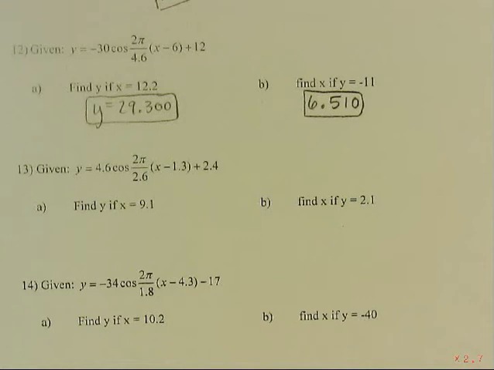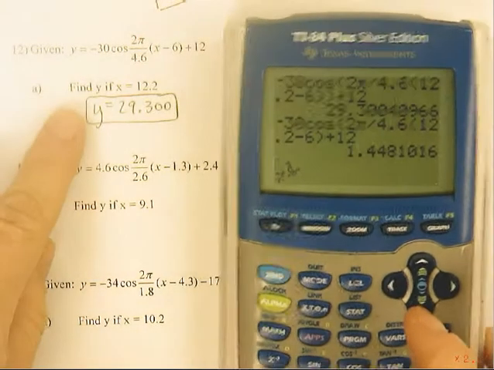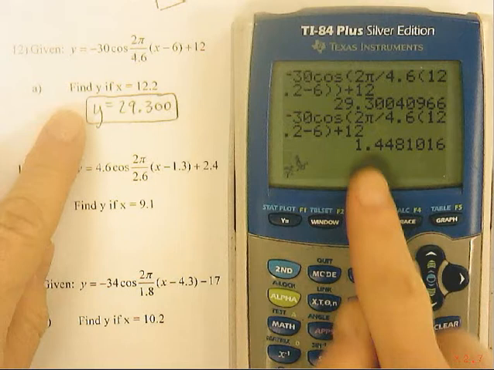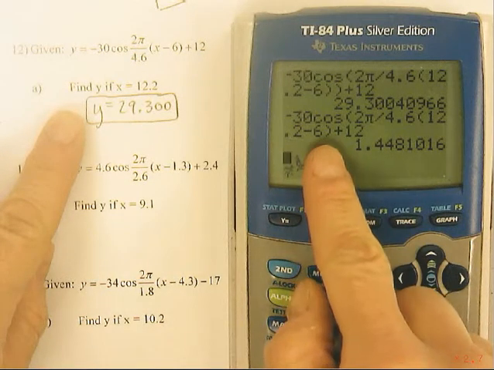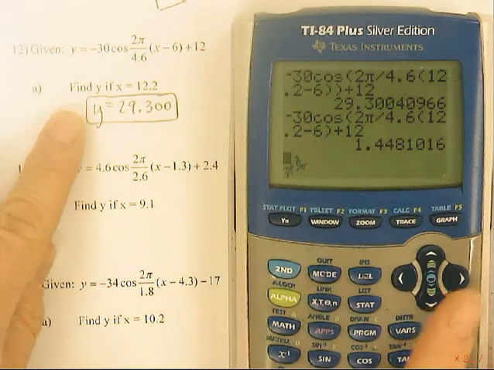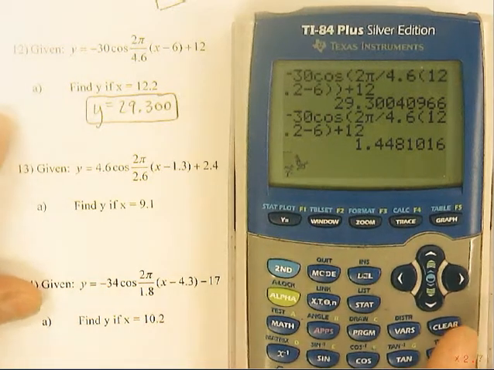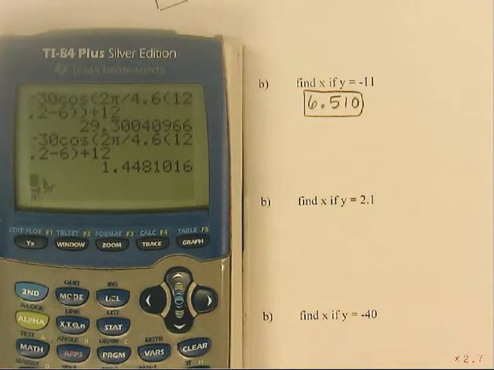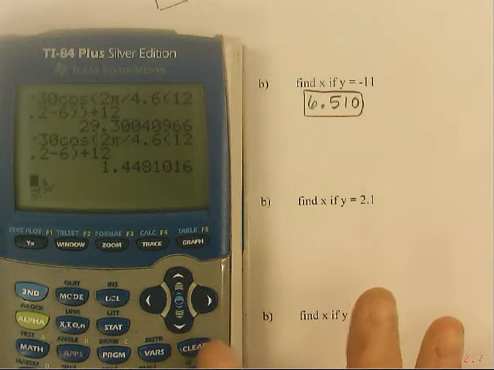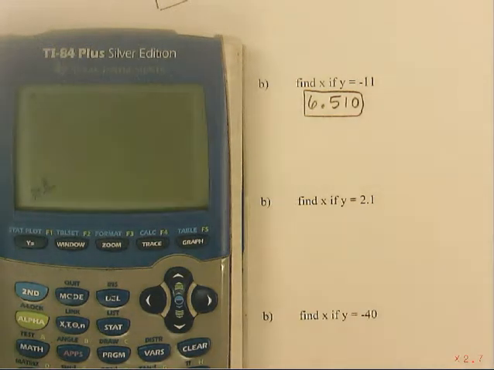All right, guys, here's the answers to number 12. And if you forgot that extra parenthesis on the first one, you would get 1.448. So notice that's the one without the extra parenthesis. Hopefully you guys all got that. And then the second one, 6.510. So I'll just show you real quickly how you got that.